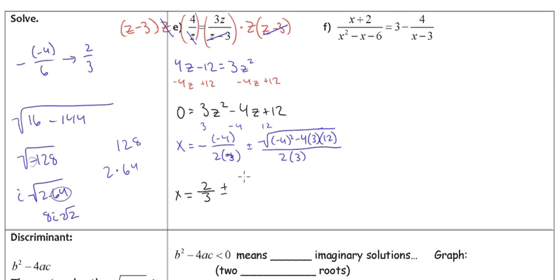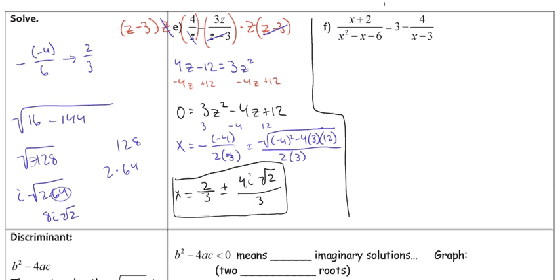So plus 8i root 2 over 6. And then lastly, that also will simplify down for us a little bit. 8 divided by 6, that's going to be 4/3. So then our answer is 2/3 plus or minus 4i root 2 divided by 3.